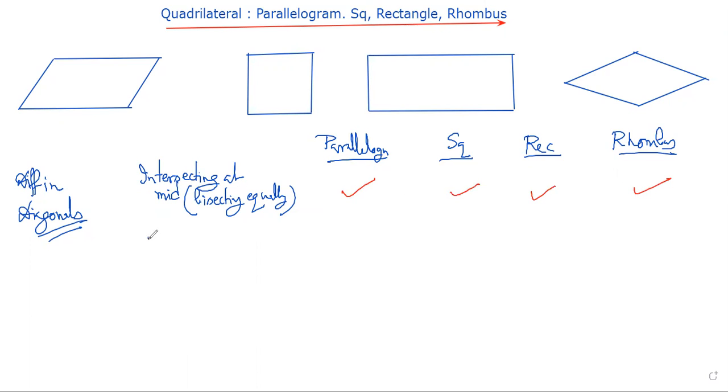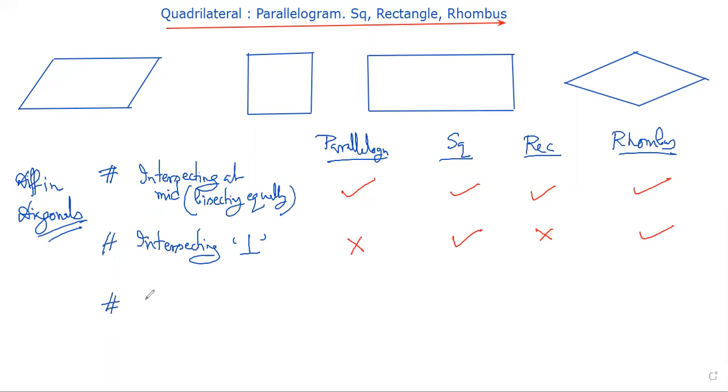But if I want to find out another point, intersecting perpendicularly. If I want to find, are these diagonals intersecting perpendicularly? Not necessarily. Square, yes. Rectangle, again, no. Rhombus, yes. So this is one interesting thing whenever I am finding that intersecting perpendicularly.